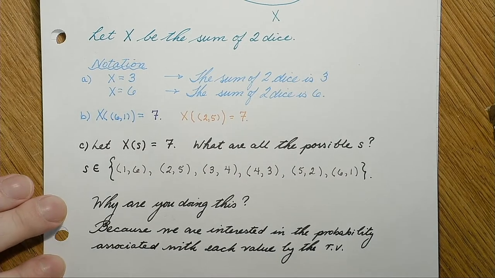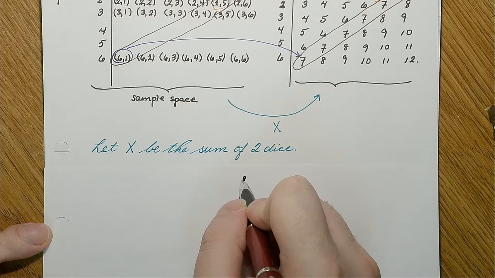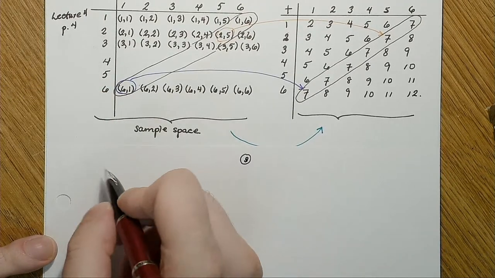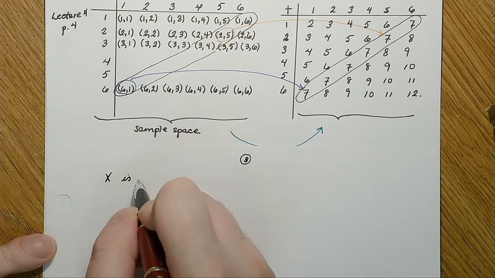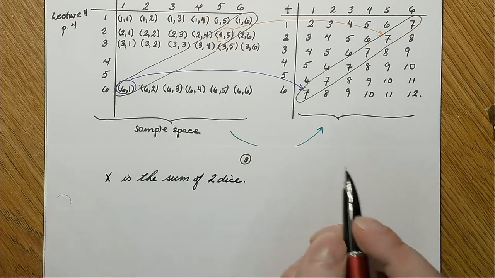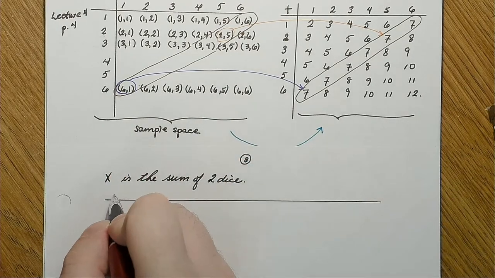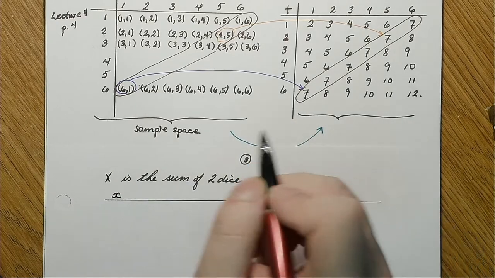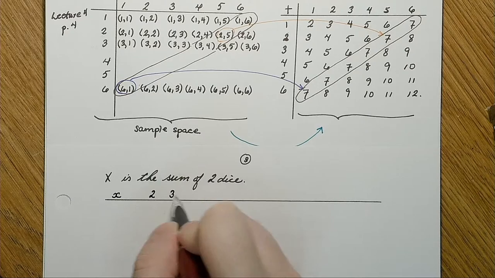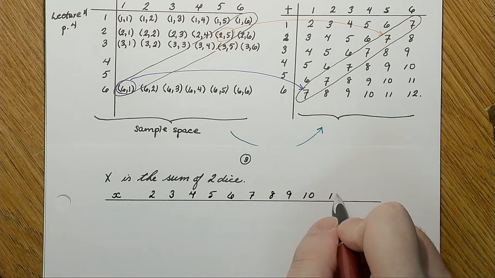So what I mean by this is, going back up to here, we'll let x be the sum of two dice. We're still working within this example. So what we're interested in is, first of all, I'm going to use little x. So again, I'm going to say little x, and the values that this random variable X can take is from 2 to 12. So I'll write out 2, 3, 4, all the way up to 12.